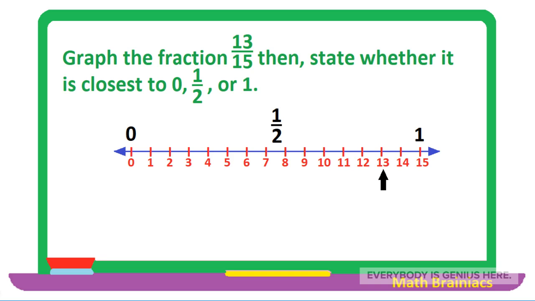If you are going to locate the numerator on the number line, it is 13. It is 2 portions away from number 1 and 5.5 portions apart from 1/2. So, 13/15 is about 1. It is easy, right?